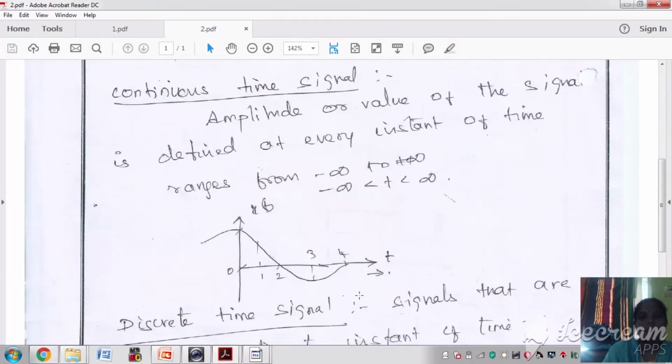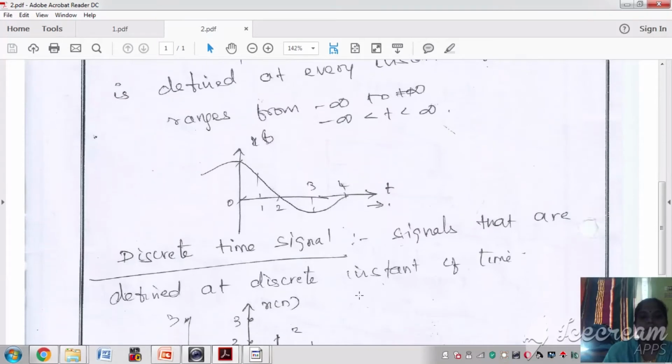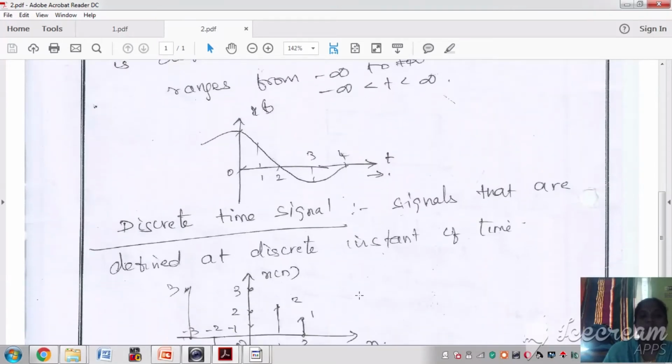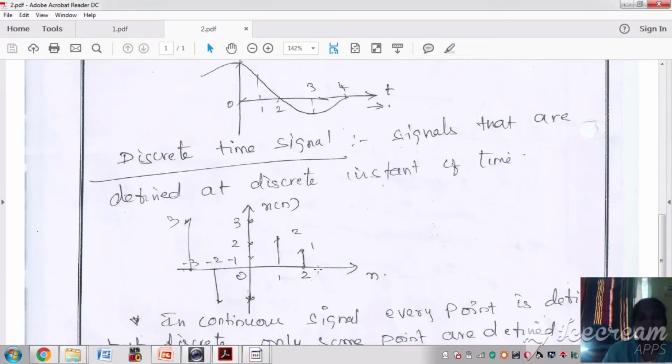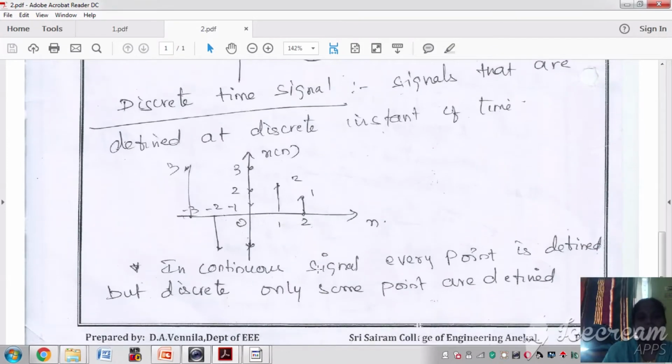And the next one is the discrete time signal. Signals that are defined at discrete instants of time. Here you see, only at discrete instants of time will you have the amplitude. At 0 you have amplitude 3, at 1 you have amplitude 2, at 2 you have amplitude 1. In a continuous signal, every point is defined, but in a discrete signal, only particular points are defined. That is the difference between discrete signal and continuous signal.